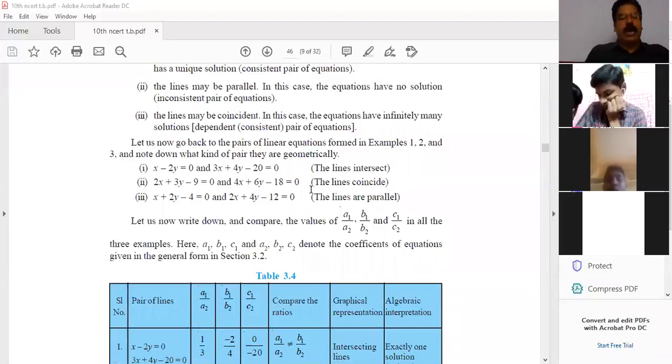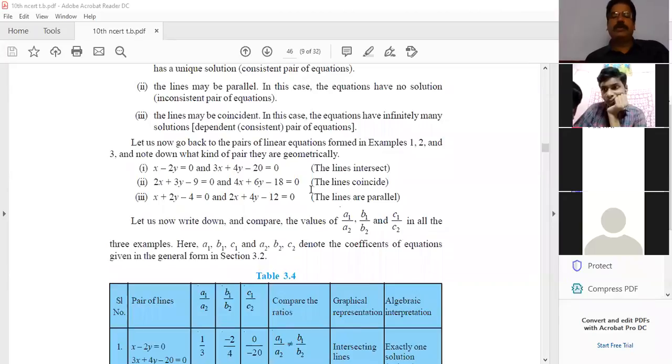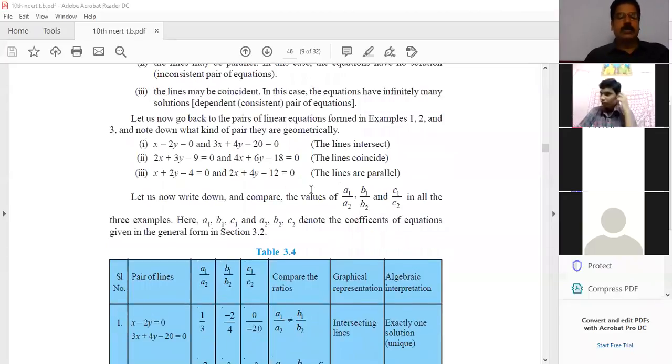See, this is a table I'm sharing with you. Screen share. Is it visible to everyone? Yes, sir.